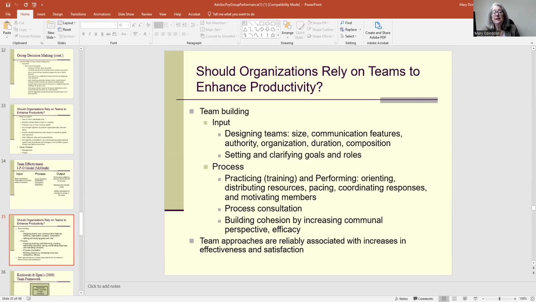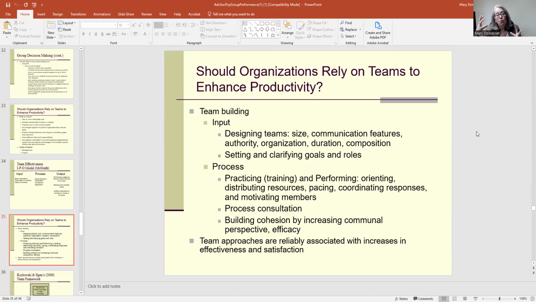And you can do some team building. So you design teams so they're the right size to get the project done that you want done. That they are able to communicate with each other the appropriate amount of time, that the authority structure is set up appropriately, that the organization of the team is set up appropriately, the team is given enough time to do the task, and that the composition of the team, in other words, do you have the right people on the team, the right skill set on the team to get the job done.